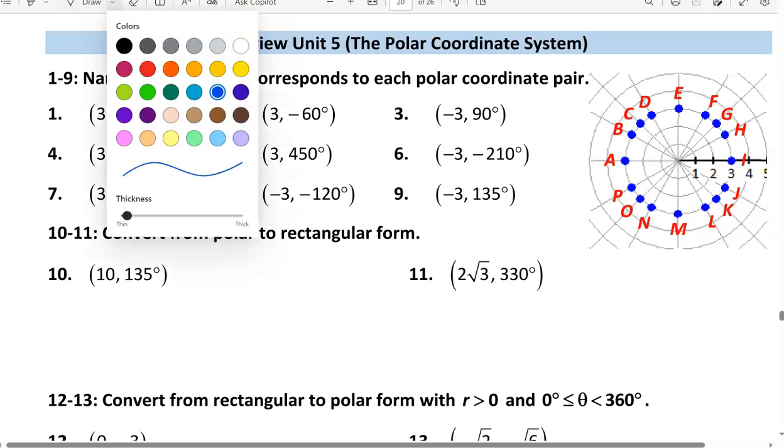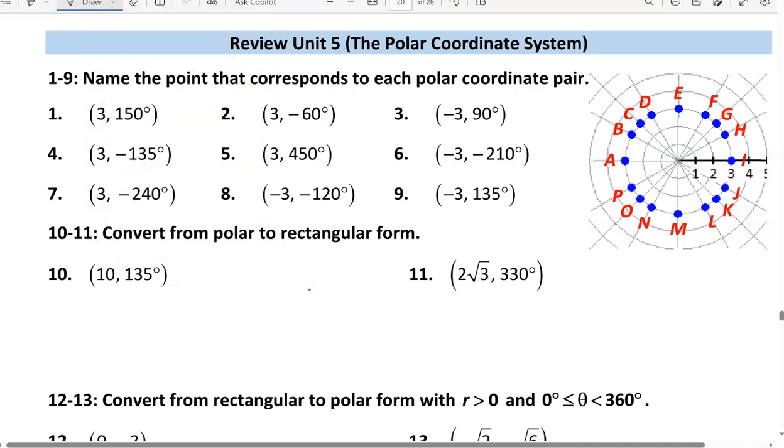This is a video walkthrough for the Unit 5 review on the polar coordinate system. In 1 through 9, we're asked to find the point that corresponds to each polar coordinate pair. So, in number 1, the point is 3, 150 degrees. Find the 150 degree spoke and move 3 units out. That's point B.